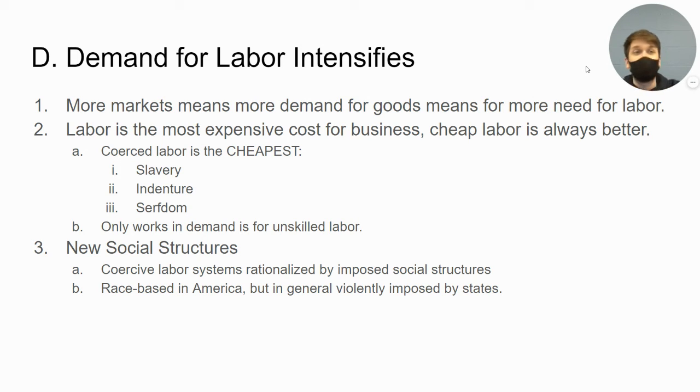Coerced labor is the cheapest labor because you don't need to pay for these people. You only need to pay to feed them and clothe them and house them to an extent, but you don't need to give them luxury or things like that. So slavery, indenture, and serfdom are all examples of coerced labor that persist and expand during this period because they are economically more viable than other systems.